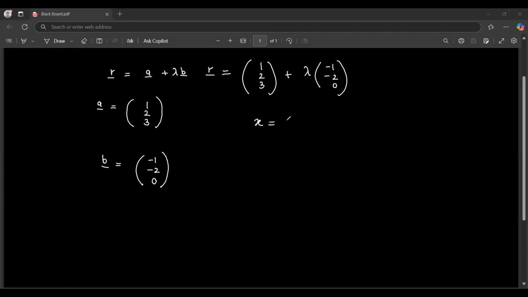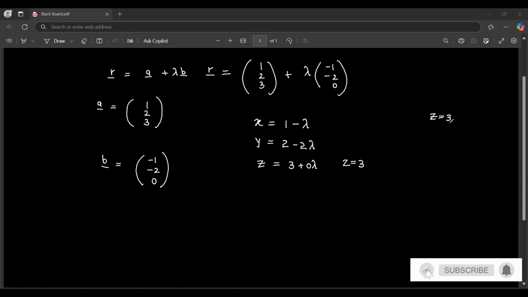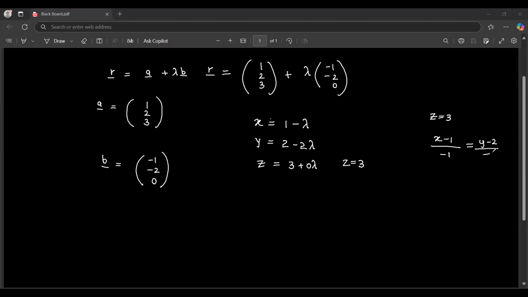So it will be x is equal to 1 minus lambda, y is equal to 2 minus 2 lambda, z is equal to 3 plus 0 lambda. So which means z is equal to 3. It is a fixed number. Only x and y are going to change according to lambda. Now I can write down the Cartesian equations as z is equal to 3, and (x minus 1) over minus 1 is equal to (y minus 2) over minus 2.